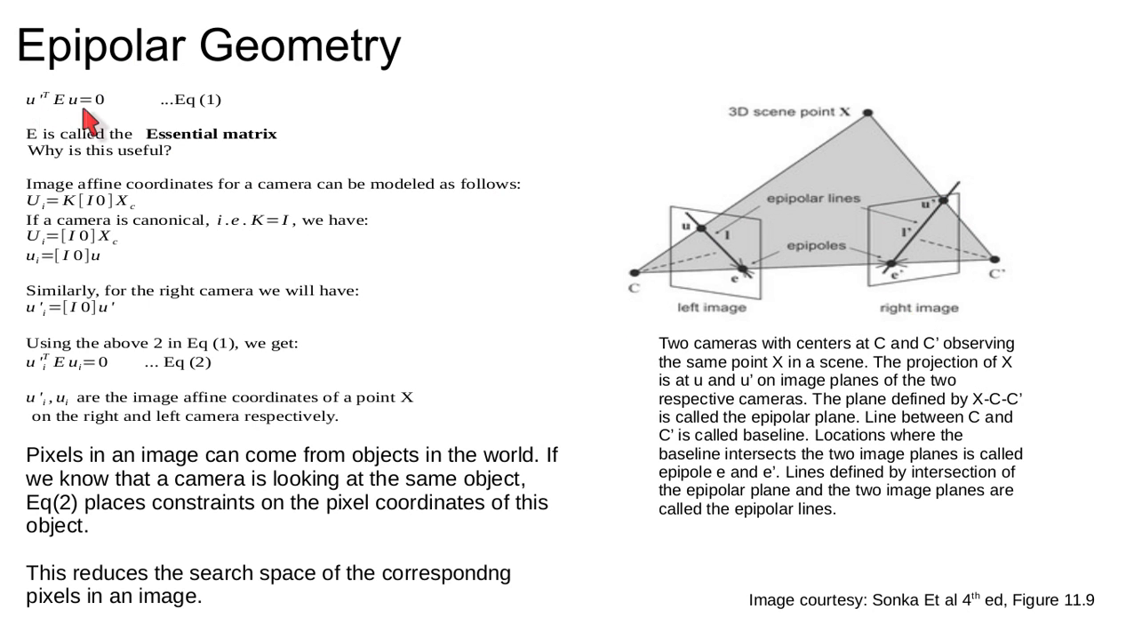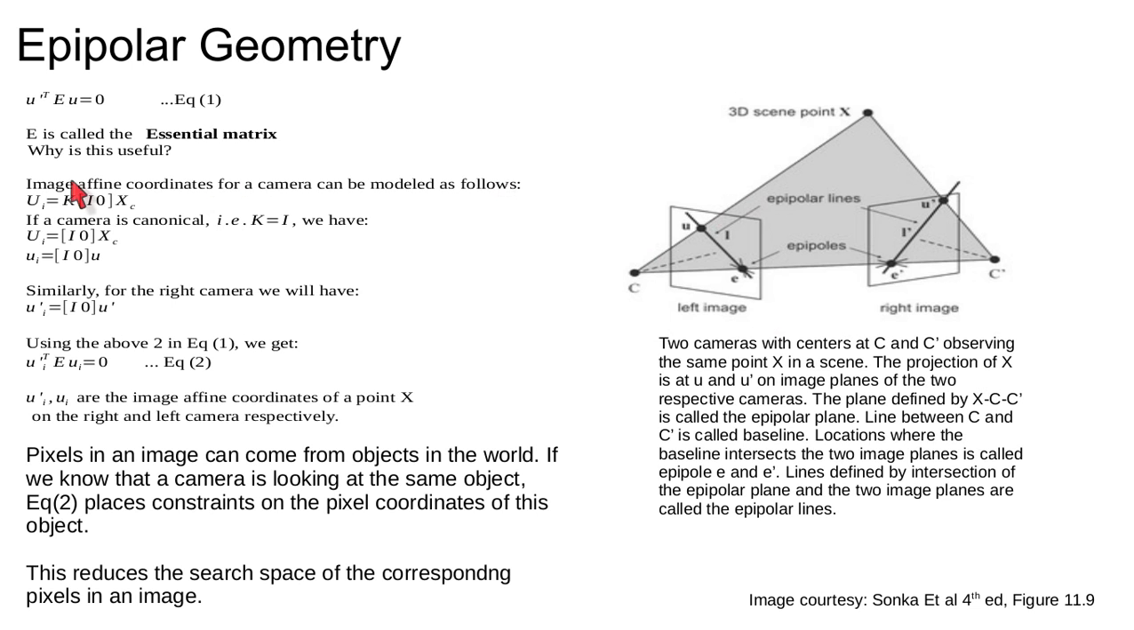Notice that u dash and u are still expressed in terms of the respective image Euclidean coordinates. So u dash is expressed in terms of the image Euclidean coordinates of the right image, and u is in terms of image Euclidean coordinates of the left image.